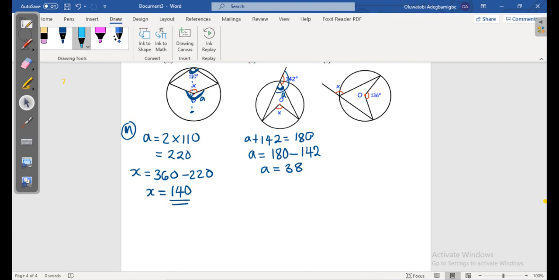Now this becomes the angle at the center. So let us determine the results. If we trace it down, x automatically becomes the angle at the center. So that means angle at the center is 2 times angle at the circumference, and that makes x to be what? 76 degrees. I hope it is very clear.